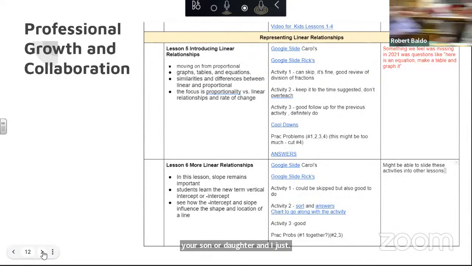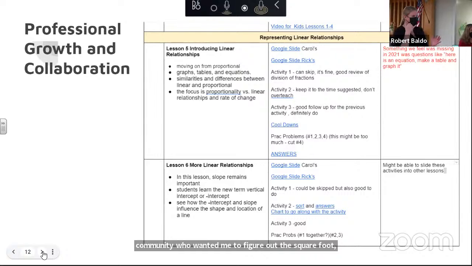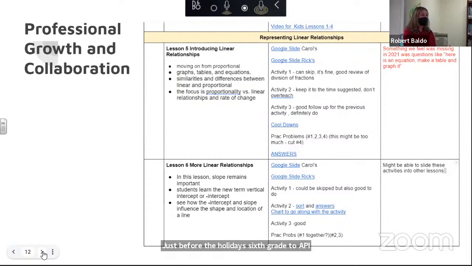Thank you for that. When I was in my last district, I got a phone call from a citizen in the community who wanted me to figure out the square footage in his yard for an irregular garden. And I'm like, are you kidding me? Let me get the geometry team done. And another example is, just before the holidays, 6th grade did a PBA on figuring out how much paint they would need to paint a room, and then how much it would cost based off of the square footage. So it was real life.